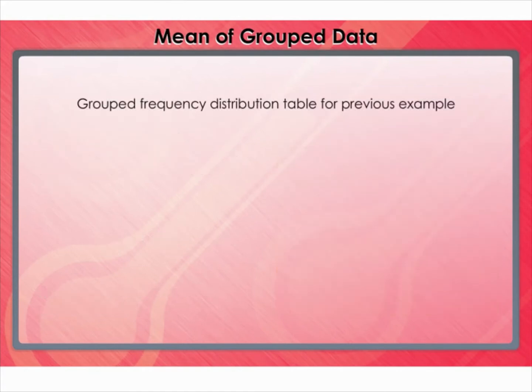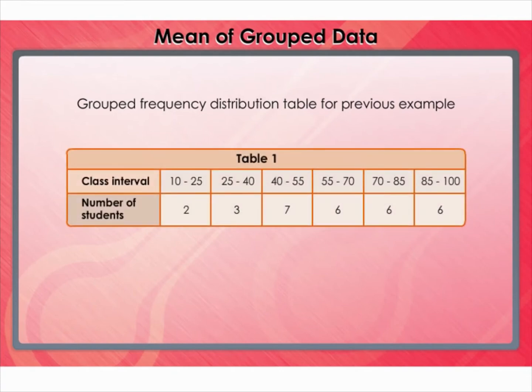Let's convert the ungrouped data of the previous example into grouped data by forming class intervals of width, say 15. We know that while allocating frequencies to each class interval, students falling in any upper class limit would be considered in the next class. For example, 4 students who obtained 40 marks would be considered in the class interval 40 to 55 and not in 25 to 40. With this convention in our mind, let's form a grouped frequency distribution table.